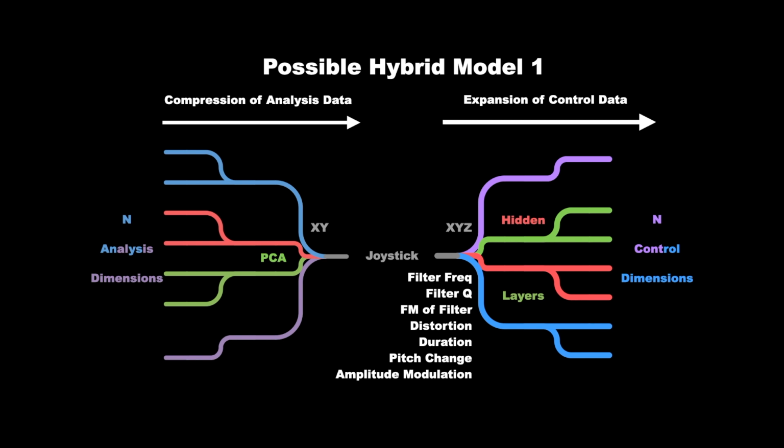So a low-pass filter that's going over the sample set, the Q of the filter, frequency modulation on the filter, distortion, duration, pitch change, amplitude modulation. This could be anything else, so anything you can think of. So the X, Y, Z of the joystick goes through a neural net, trains the neural net on these n control dimensions, at the same time X, Y is controlling, looking into the PCA 2-dimensional mapping. So I think that could be a really cool way to use PCA and neural networks at the same time.